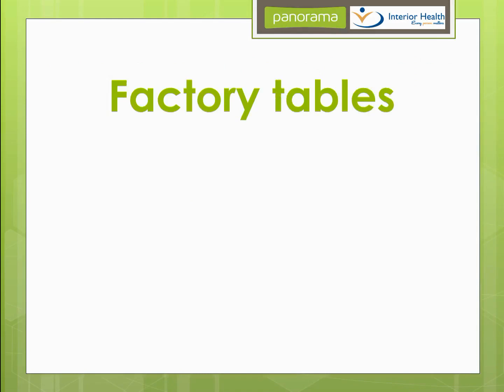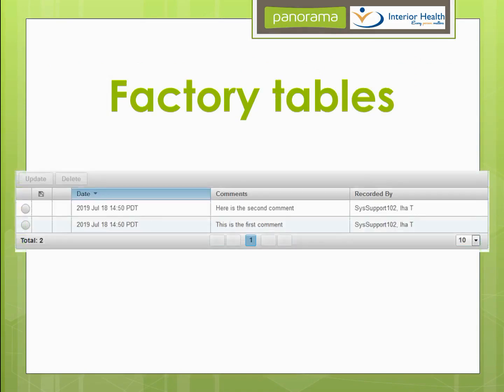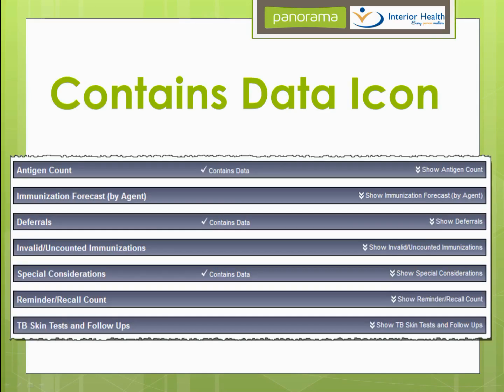Factory tables. Factory tables, or multi-row tables, are found throughout the Panorama system. They are designed to keep a running history of all entries and comments. This Comments multi-row table is an example of one where the row entries cannot be changed or deleted. Any amendments to existing comments need to be added as a new entry.